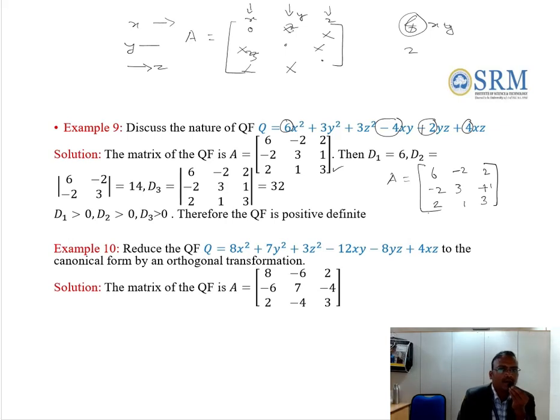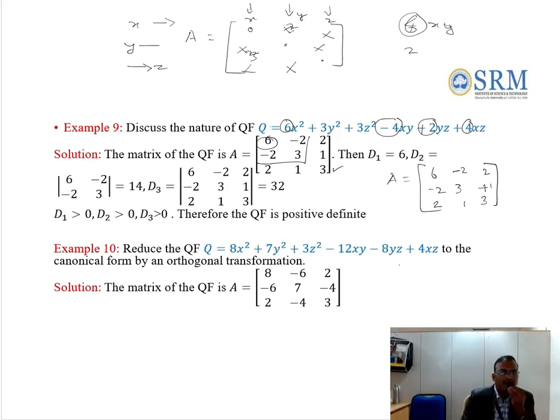Now what is our D1? D1 is the first element. D2 is the determinant of the first 2 cross 2 matrix: 6, -2, -2, 3, therefore 14. And D3 is the determinant of the original matrix, therefore 32. Look at this. D1 is positive, D2 is positive, D3 is positive. Therefore the quadratic form is positive definite. Right. Next example.